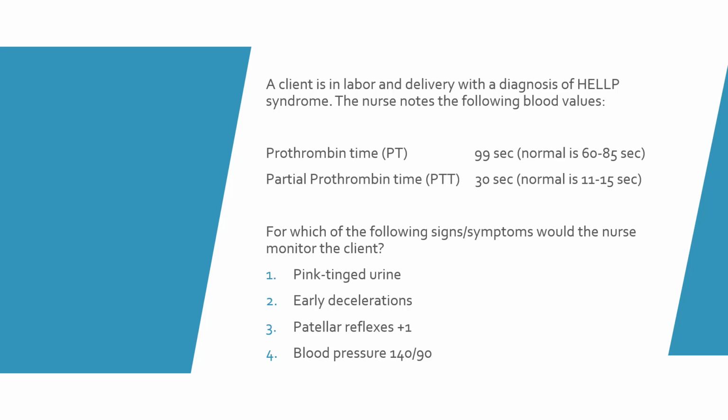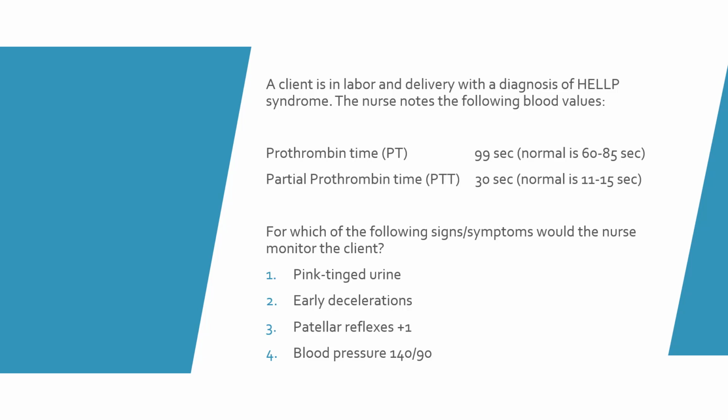You need to determine clinical manifestations you would see in a patient that has the given labs. The normal ranges are given. Prothrombin time is 60 through 85 seconds. Partial thromboplastin time is 11 through 15 seconds. What risks would a patient with prolonged PT and PTT times have? They would be more at risk for spontaneous bleeds. Which answer supports that risk? That is what we're going to be looking for.